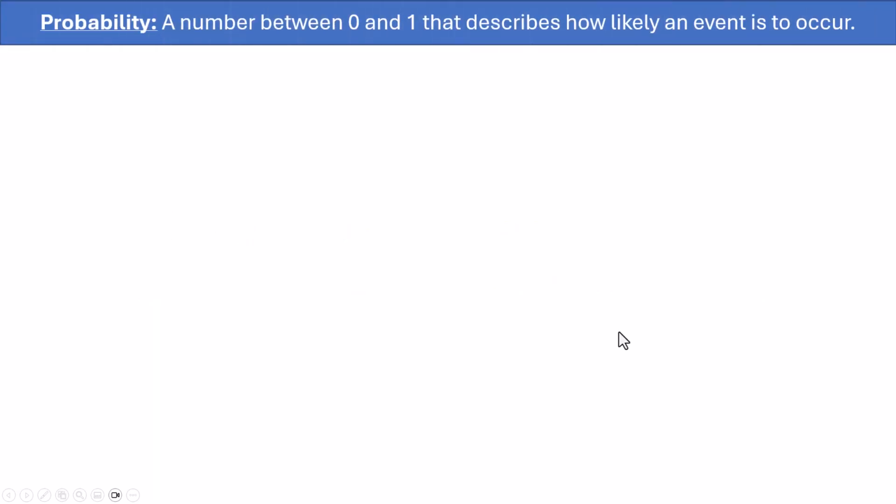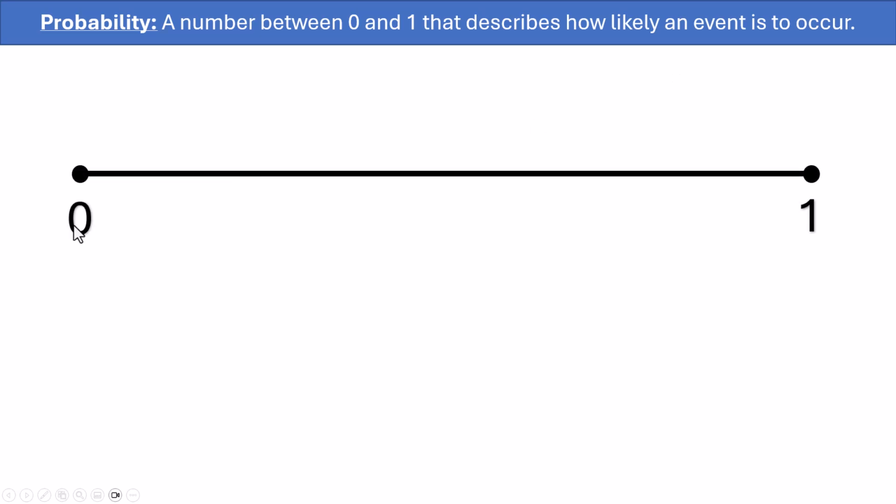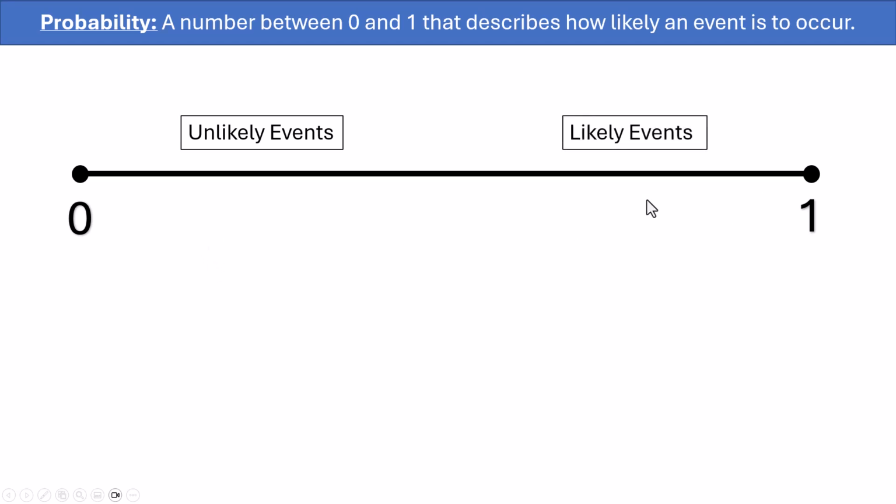Okay, so we need to define probability because at this point in the class, we really haven't discussed probability formally at all. So probability is just a number that's between 0 and 1 that describes how likely an event is to occur. And the best way to think about this is just to think about a number line with 0 on the left-hand side and 1 on the right-hand side. And numbers that are closer to 0 are going to represent more unlikely events. And numbers that are closer to 1, maybe like 0.8, 0.9, are going to represent more likely events.